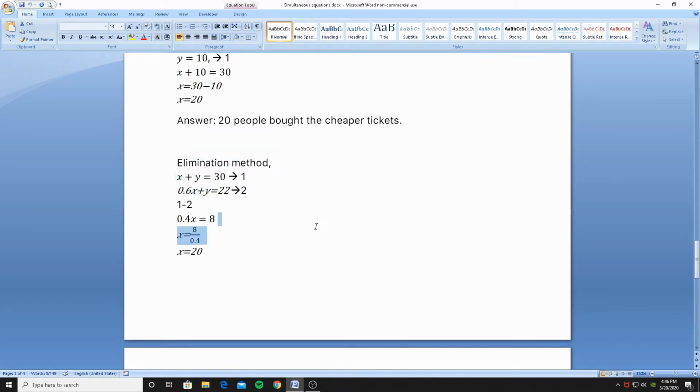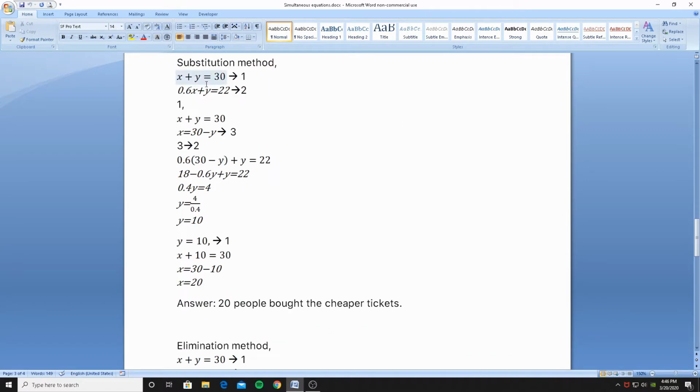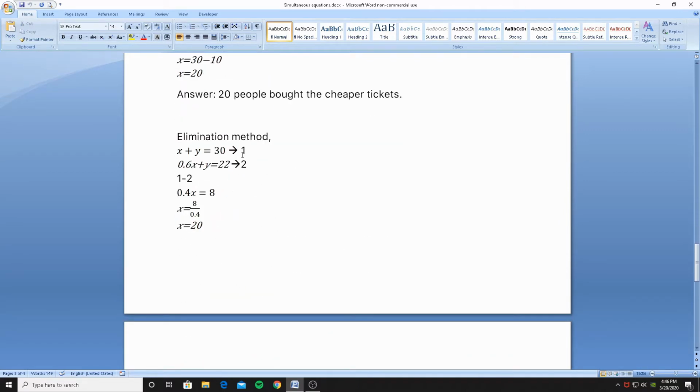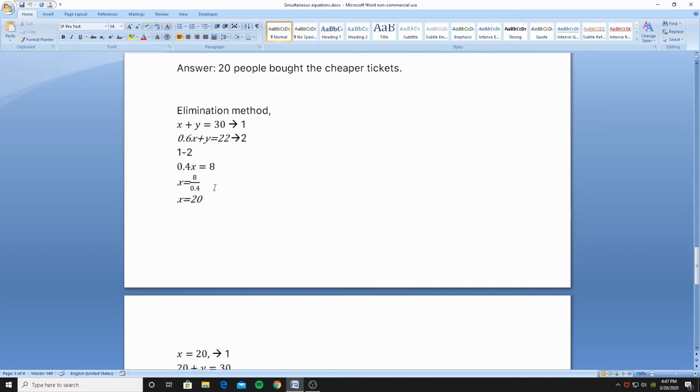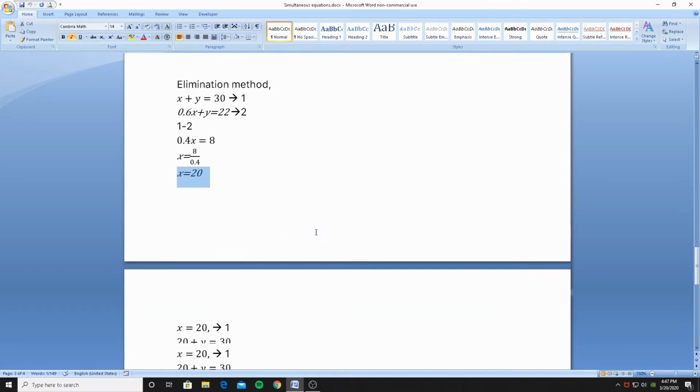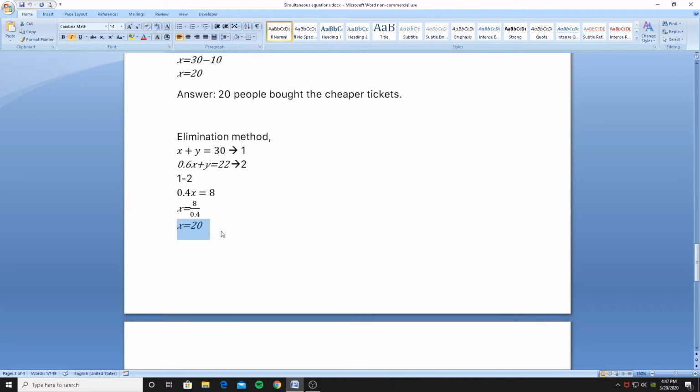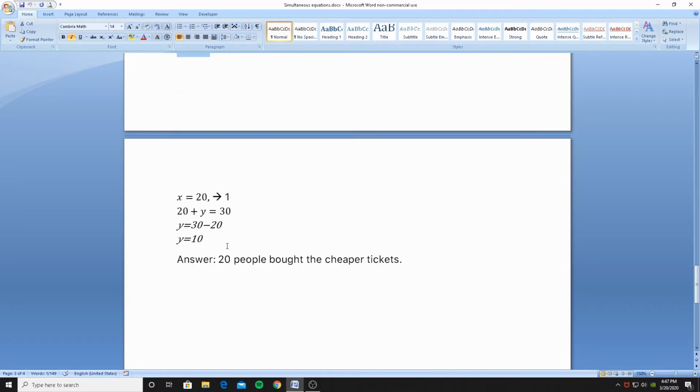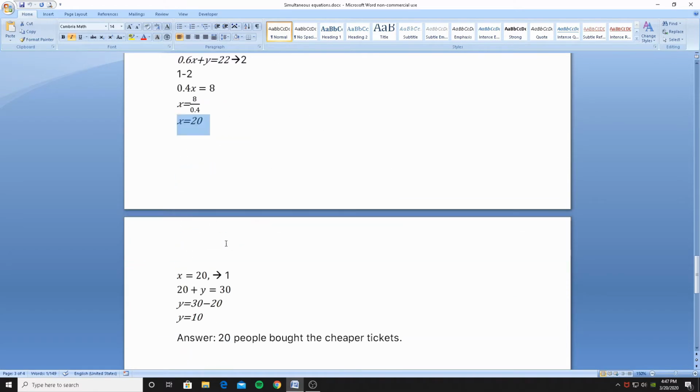So we label the two equations, same equations, yes. Okay, then we take equation 1 minus equation 2. So we eliminate the y's, and then we're left with x minus 0.6x, that's 0.4x, equals 30 minus 22, that's 8. Then x, the solution is 20, so it will be the same, but I shall prove it to you that y equals 10 and x equals 20.